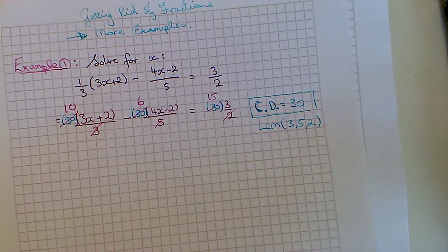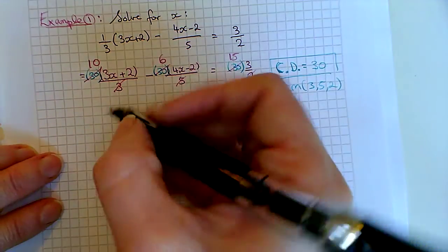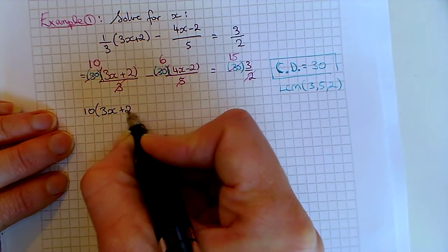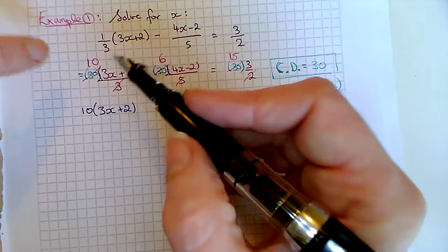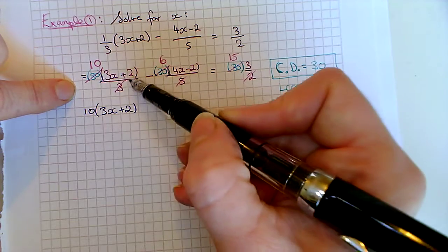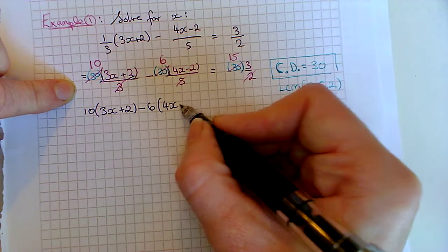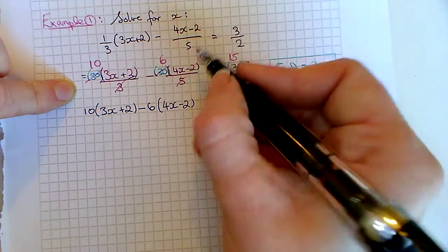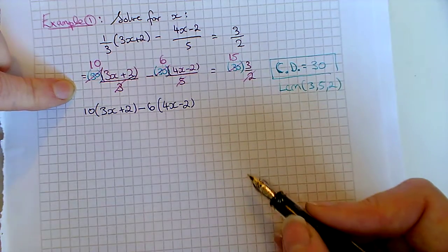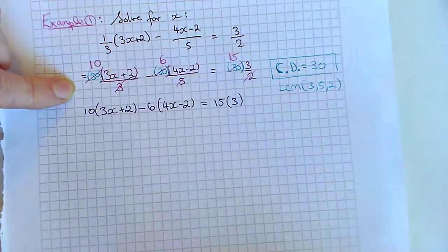So now that my fractions have divided in, I'm left with an equation that has no fractions, but it does have brackets. I have 10 bracket 3x plus 2. This is why I put the brackets in, because people might accidentally multiply the 10 by the 3x only. It must multiply the 2 as well. Same thing here, minus 6 bracket 4x minus 2. If I don't have those brackets in there, I might not remember that the minus 6 has to multiply both parts. And on the other side, I've got 15 by 3.